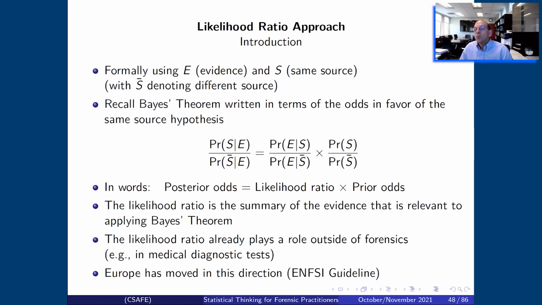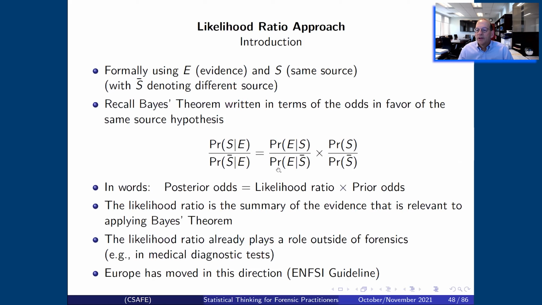So I'm going to say, what's the probability of seeing same make, same size, same level of wear, 4 matching racks, if I'm looking only at same source pairs of impressions? That's the numerator. The denominator says, what's the probability of seeing same manufacturer, same size, same wear, 4 matching racks, if I'm looking only at different source impressions? So that's what the likelihood ratio is.